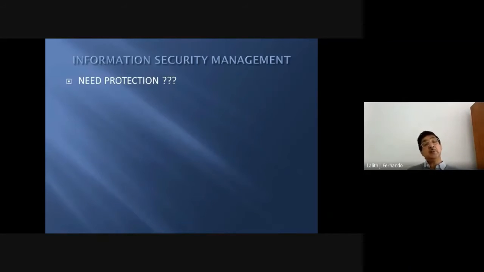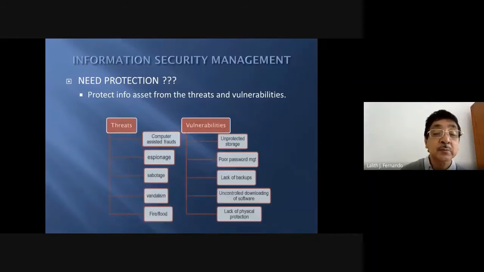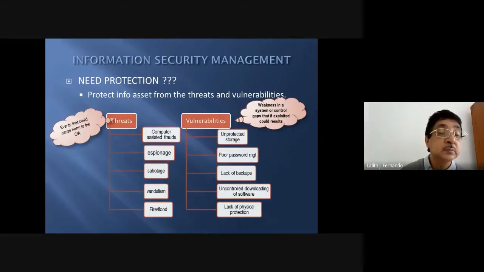Now, whatever the form the information is having, information security management means we need to protect information and need protection. Now, that is protecting information assets from the threats and vulnerabilities. Now, when I say CIA, confidentiality, integrity and availability, if something goes wrong and it would cause harm to information's confidentiality, integrity and availability, then it would be taken as a threat. Vulnerability is a weakness in a system or control gaps that if exploited could result.